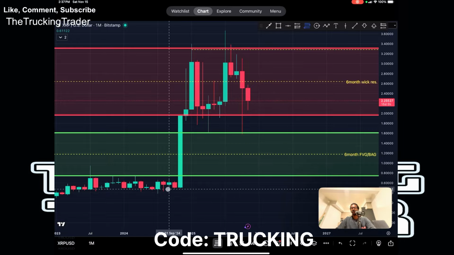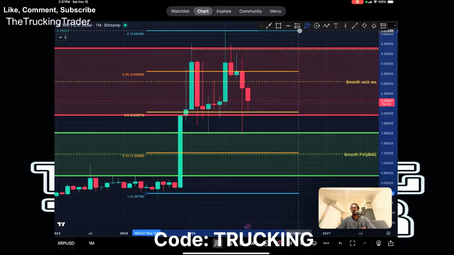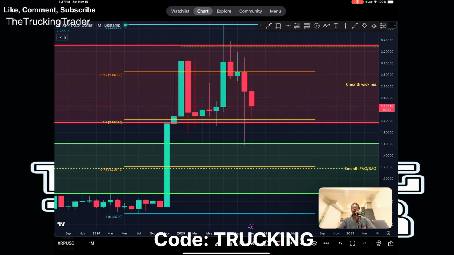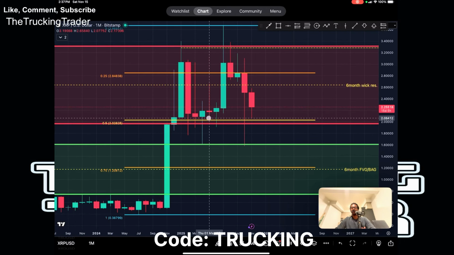All right, on the 1-month chart, we can use swing low to swing high, right? And I use this low right here, swing low to swing high. And everything below $2 is discount. So everything below this yellow line, which is at the $2 mark, that is going to be discount. That is where I am potentially going to look to buy XRP.